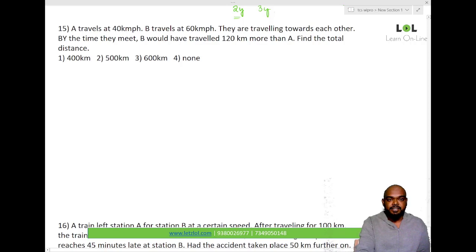Find the distance. Again, there are two people A and B. They're traveling towards each other. So let us say A starts from here and B starts from here. A travels at 40 km per hour and B travels at 60 km per hour. They're traveling towards each other. By the time they meet, B would have traveled 120 km more. Find the total distance is what we need to get.